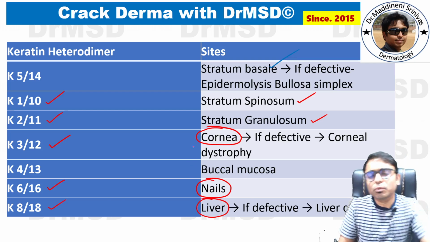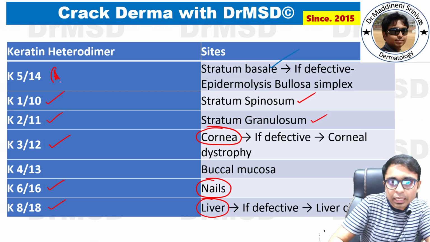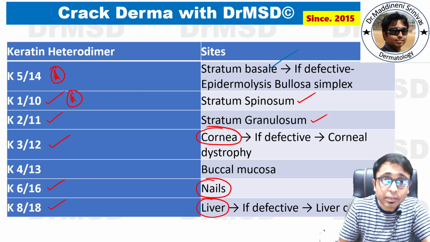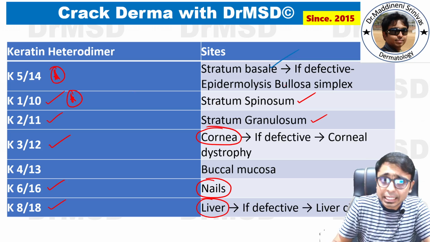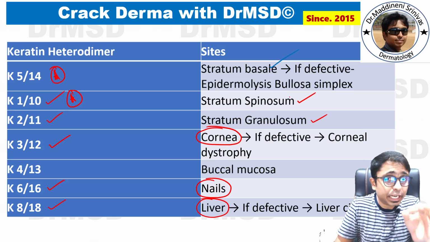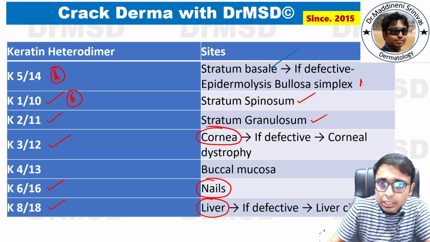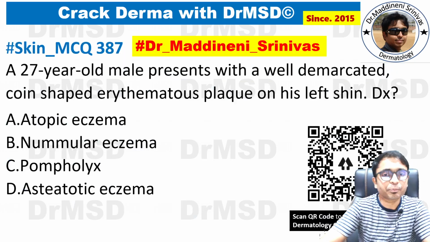These are some of the important ones, and I will mark the most important ones with a star. As you can see, keratin 5 and 14 is the heterodimer present in stratum basale, and this protein is genetically defective in epidermolysis bullosa simplex, which is a mechanobullous disorder.